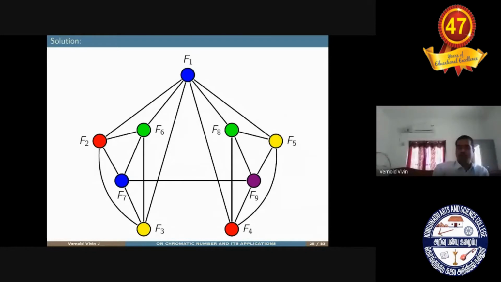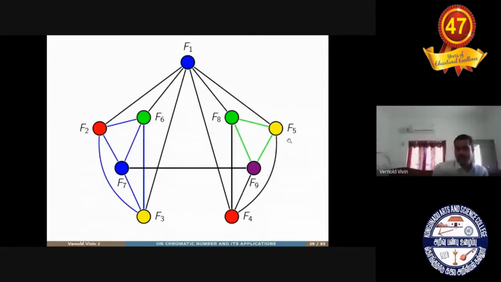From the next slide, you can see that this is the clique. I have drawn it with the green line, that is F5, F8, F9. Here you can find a triangle. The triangle is a clique. Even though this is a clique, this is not a maximal clique because a greater clique exists.